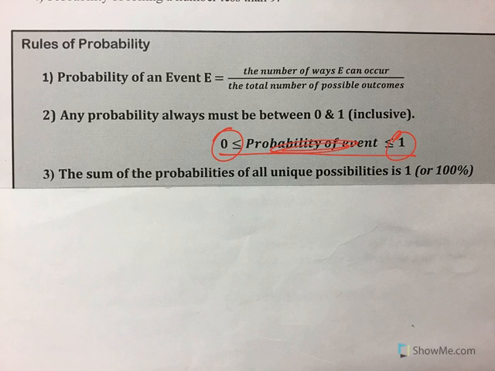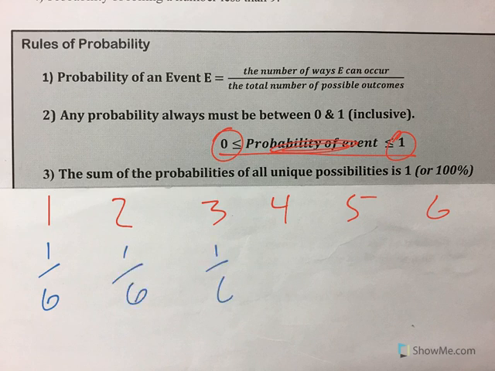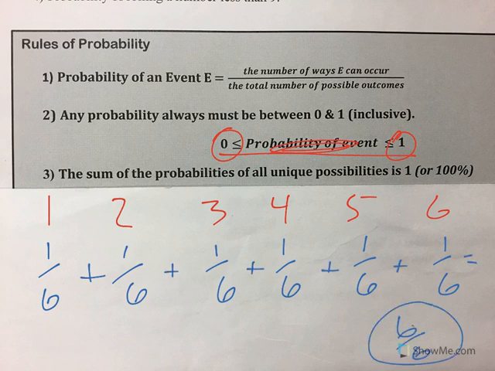And the sum of all probabilities is 1, meaning if we're talking about rolling a die, 1, 2, 3, 4, 5, 6, the probability of rolling a 1 is 1/6. The probability of rolling a 2 is 1/6. The probability of rolling a 3 is 1/6, and so on. Well, if I add all of those together, I get 6 out of 6. So the sum of all of the probabilities in a particular set would be just 1, or 100%.